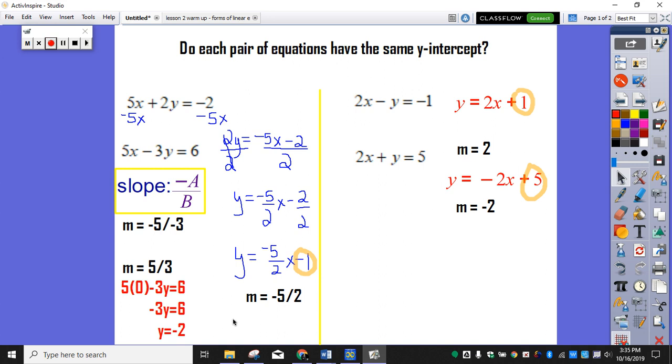So for students who really aren't comfortable with this process of getting y by itself, there are some workarounds. You have some alternatives here on how to still solve these problems. So once I get my y-intercept by plugging 0 in for x, I can now compare this y-intercept of -2 to the y-intercept of this first equation, -1. They aren't the same. So again, this pair of equations do not have the same y-intercept either.